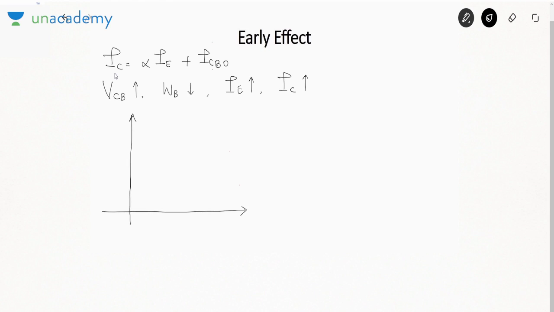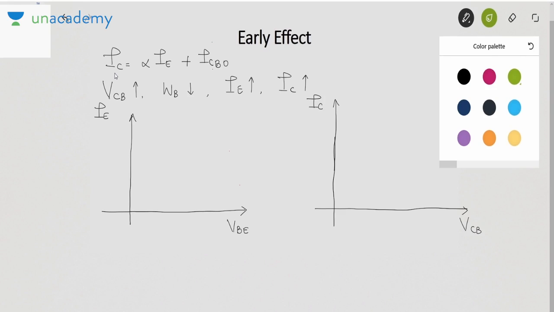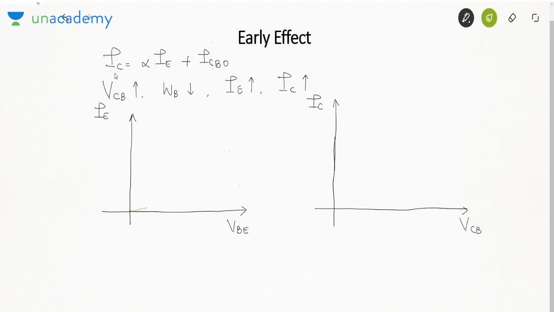If we see the early effect in the input and the output characteristics that we have studied just now, in input characteristics we were plotting IE versus VBE, output characteristics IC versus VCB. In input I told you it is an exponential characteristic like this.